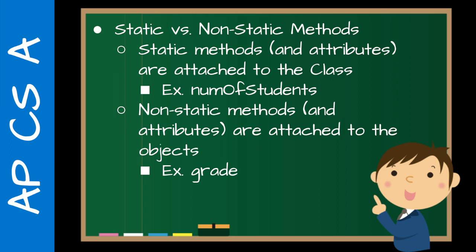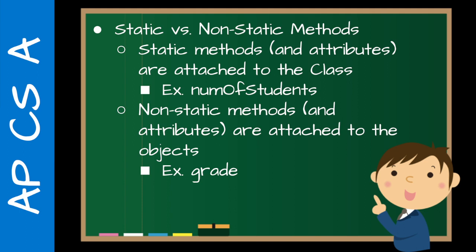So static versus non-static. Static methods and attributes are attached to the class. We've seen that before within the recursion unit, and in the static methods unit as well. We've gone over these things. So for example, number of students. The class has a certain number of students. The number of students is not a quality of an individual student. That's the example I gave, I think, previously.